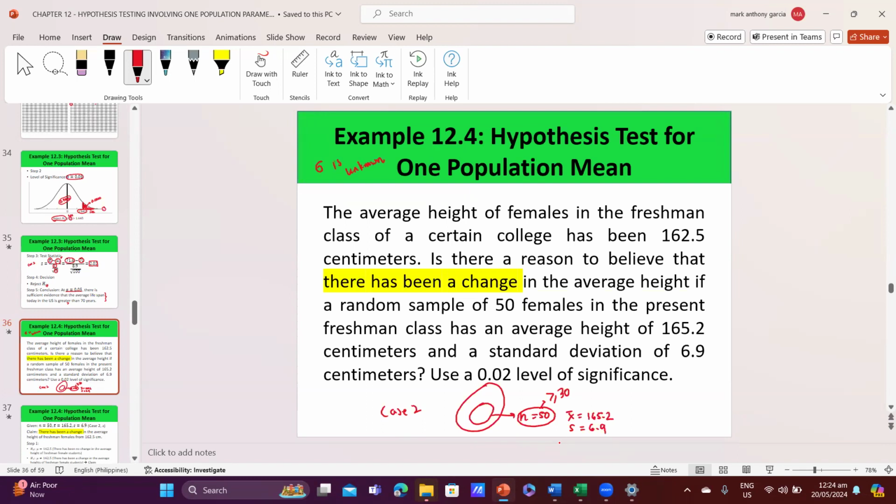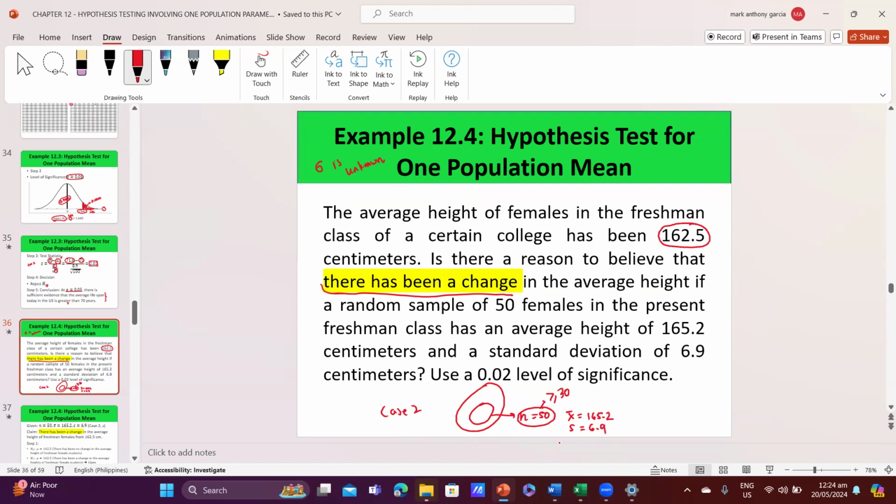Now let us formulate the null and alternative hypothesis. What is the claim in this problem? In this problem, it's claimed that there has been a change already in the average height of female students. But to which height are we comparing the change in the average height? In past data or past studies, it is known that the average height of these freshman female students is 162.5 centimeters.